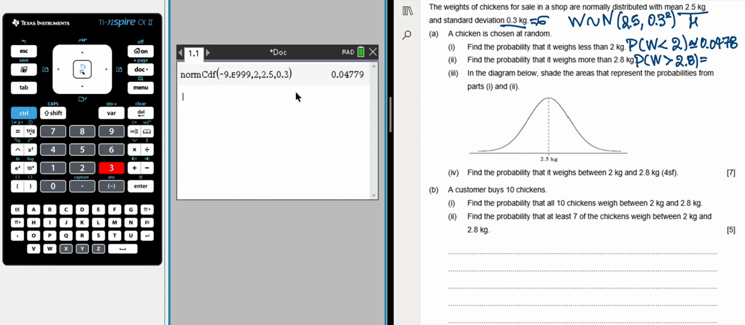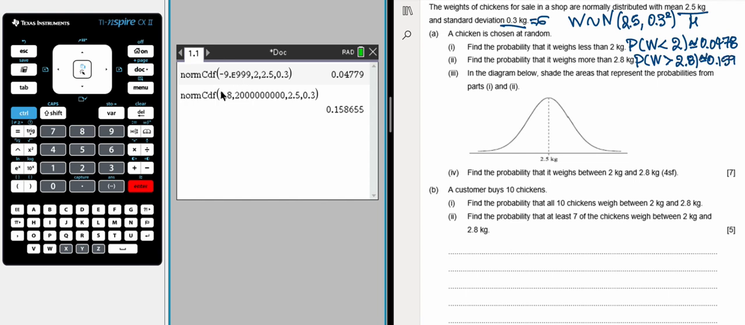Right, now we want bigger than 2.8, so I'm going to copy the same characteristics, but instead of smaller than 2, I will make it bigger than 2.8. So the lower boundary here would become 2.8, and then the upper boundary would become any really big number, and then the answer is going to become 0.159, rounded to 3 significant figures, 0.159.